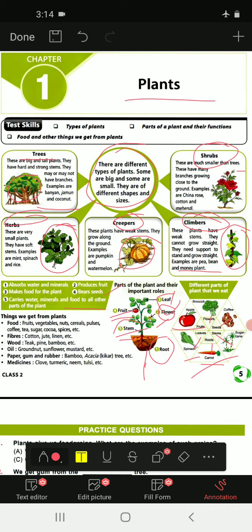Next is things we get from plants. Which things do we get from plants? First one is food: fruits, vegetables, nuts, pulses, coffee, tea, sugar, cocoa, spices, etc. So many foods we get from plants. Next one is fiber: cotton, jute, linen, etc. Next is wood: teak, pine, bamboo, etc. Oil: groundnut, sunflower, mustard, etc. Paper, gum and rubber: bamboo, acacia tree, etc. Medicines: clove, turmeric, neem, tulsi, etc. These are the things we get from plants.